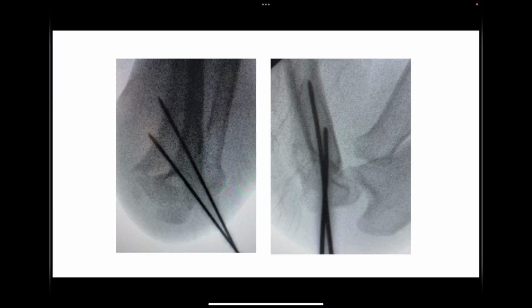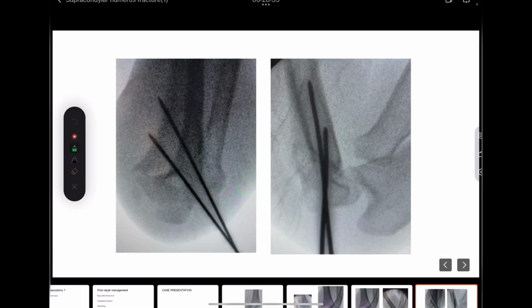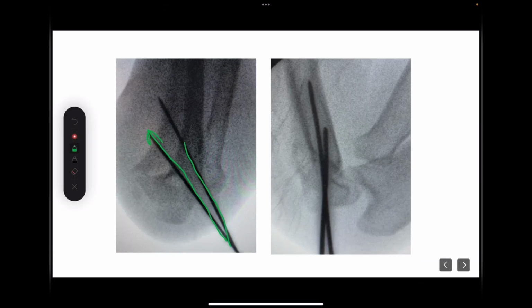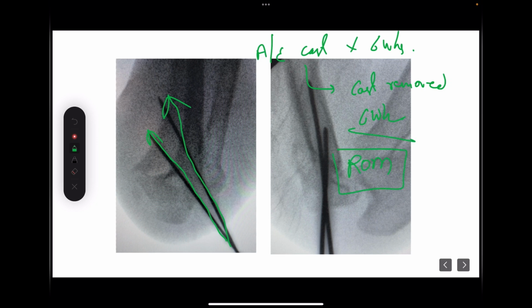And coming to the fixation part, we put two lateral pins, divergent pins. Obviously we put two divergent pins, and lateral radiograph also this was well reduced. We applied above elbow cast for 6 weeks, and we removed the cast after 6 weeks, and we started range of motion exercises for the child, and he is happy with united fracture. So this is how we treat supracondylar humerus fractures.